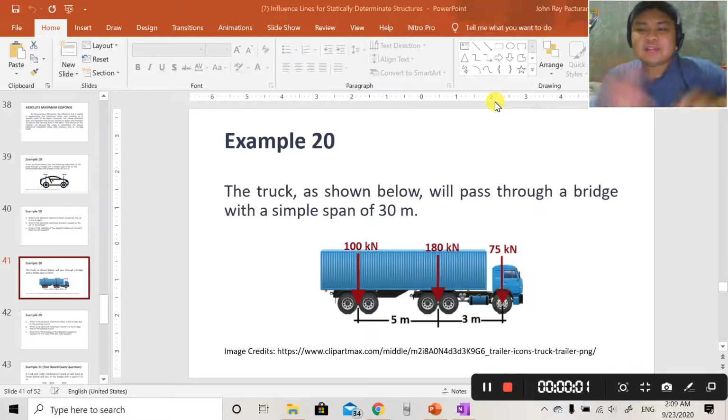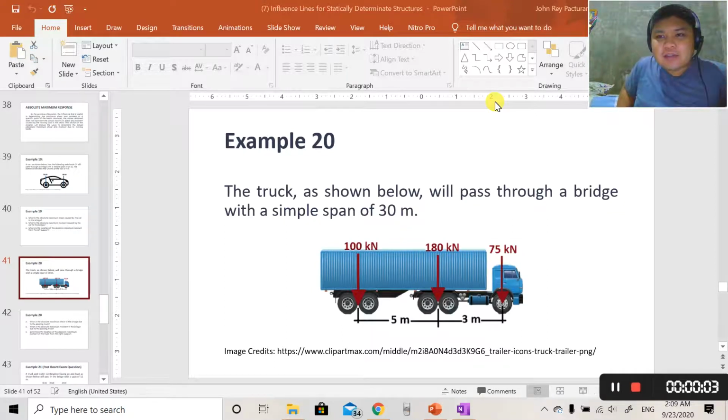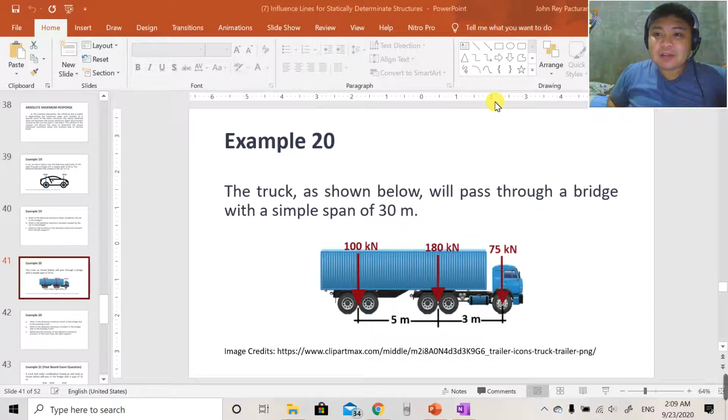Hello class! So this time, ito na yung pangalawang example natin regarding sa maximum absolute response ng mga loads natin. So this time, ang axle loads natin ngayon ay tatlo, unlike sa previous example nga na kanina. So subukan na natin tong sagutan ngayon. So basahin ko lang class yung problem natin.